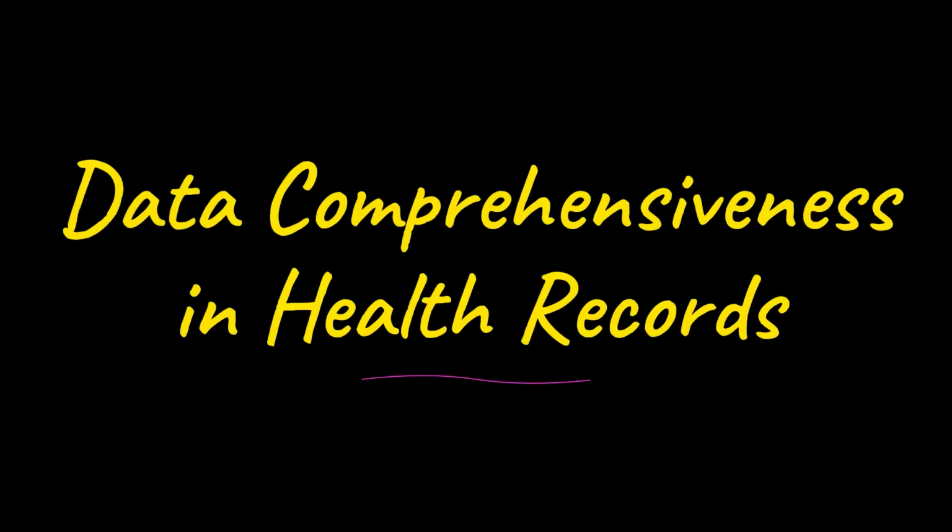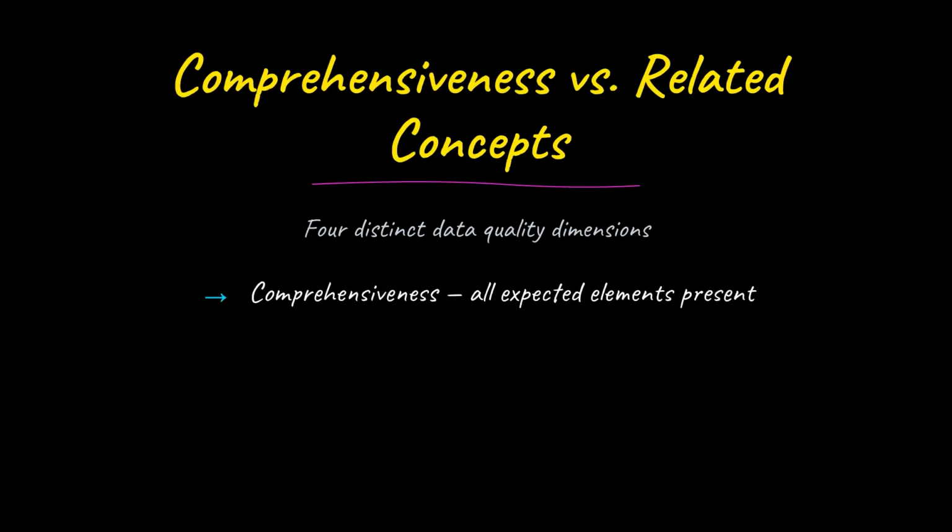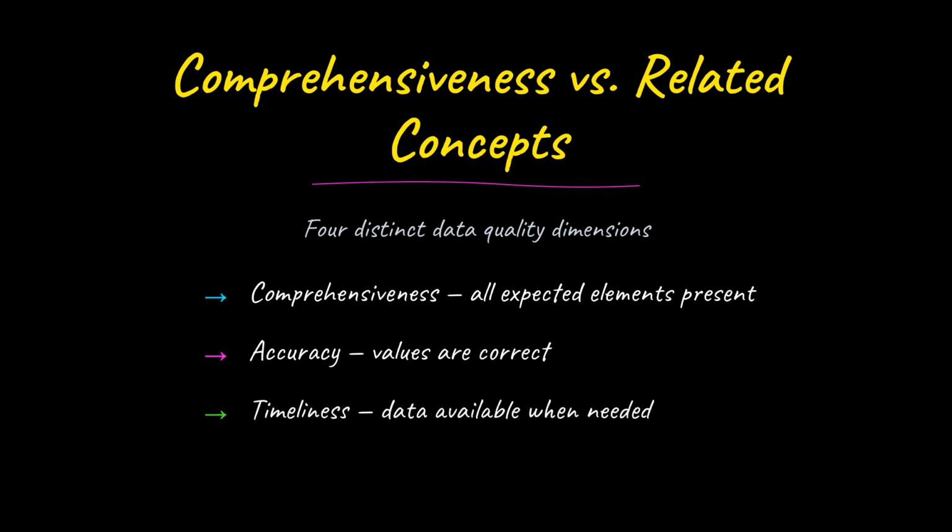Comprehensiveness is the data quality characteristic that asks one focused question: does this record contain everything it should? It's about presence, whether all expected documentation exists for a given encounter. It's easy to confuse comprehensiveness with related concepts. Accuracy asks if values are correct. Timeliness asks when data arrives. Granularity asks how detailed it is. Comprehensiveness asks only whether everything that should be there is there, a complete set, not a correct one.